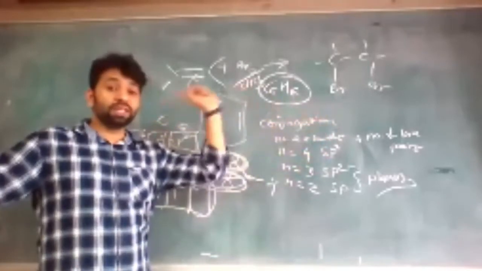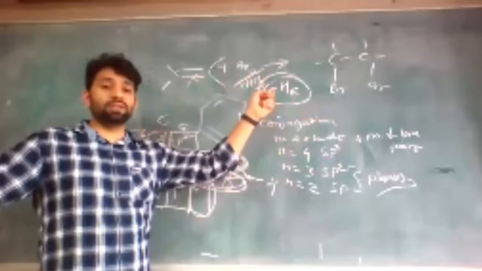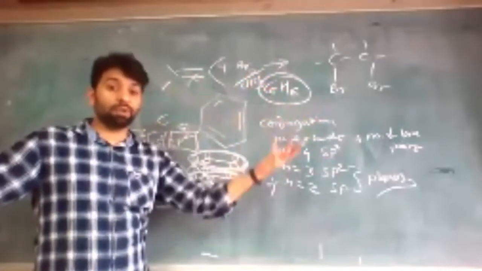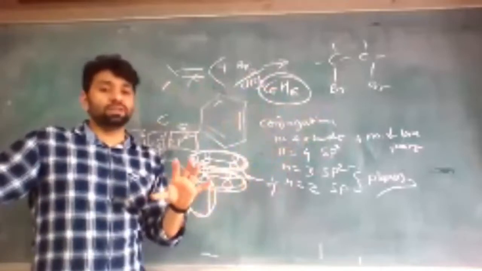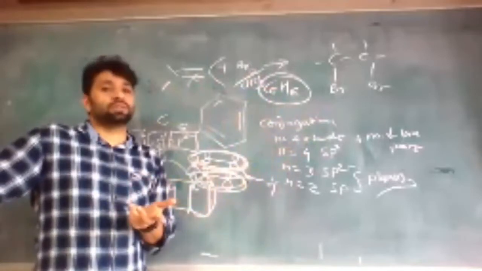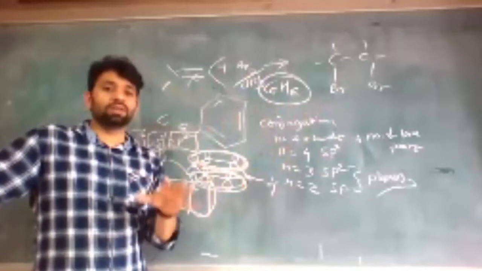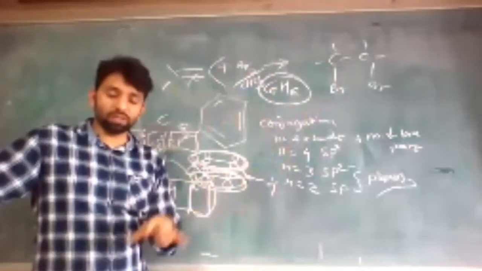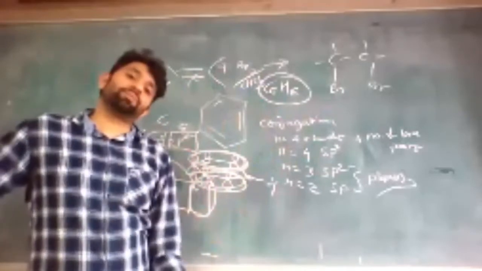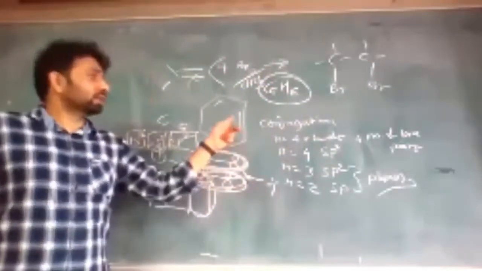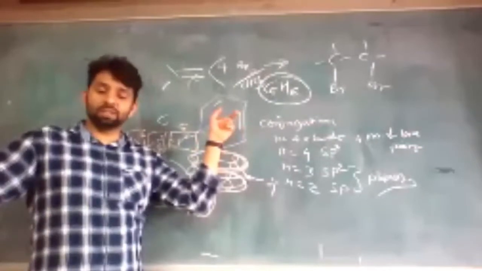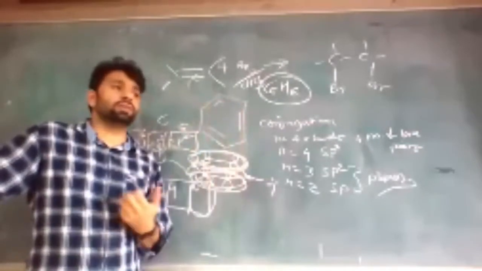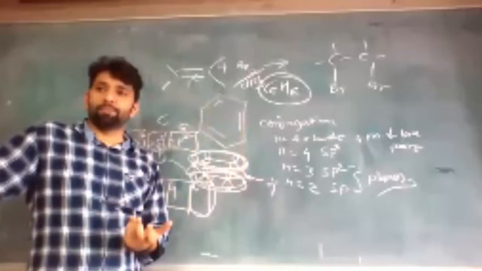But if you treat FeBr3 with a straight chain unsaturated compound, a compound containing alternate double bonds, then it can break the resonance, and that's why the straight chain compound loses its stability. But here the benzene does not lose its stability. So these are some evidences related to benzene.